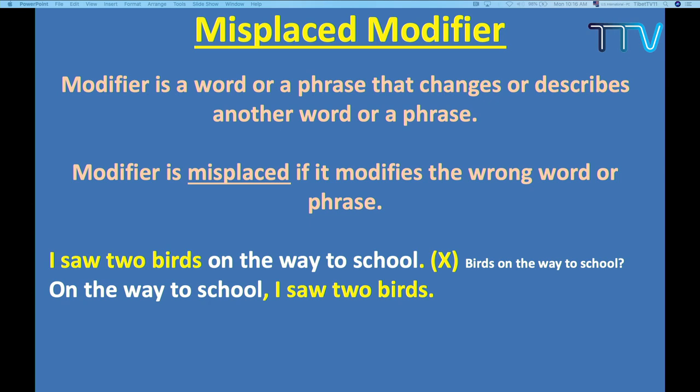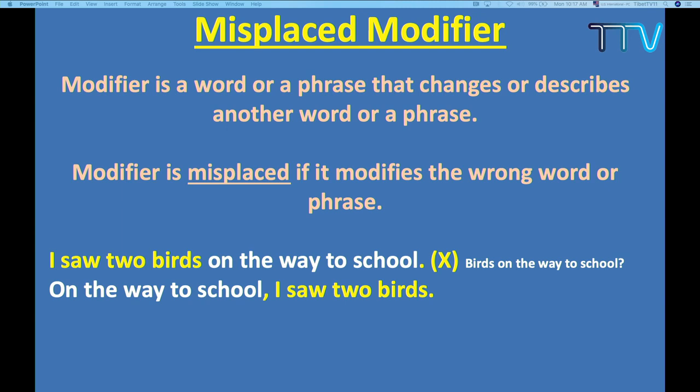Now I told you there is the misplaced modifier and the dangling modifier. Let us try to get the meaning of misplaced. By the term itself, you will understand. If the modifier is misplaced, not placed in a proper order, that mistake is called a misplaced modifier. A modifier is a word or phrase that changes or describes another word or phrase. A modifier is misplaced if it modifies the wrong word or phrase.